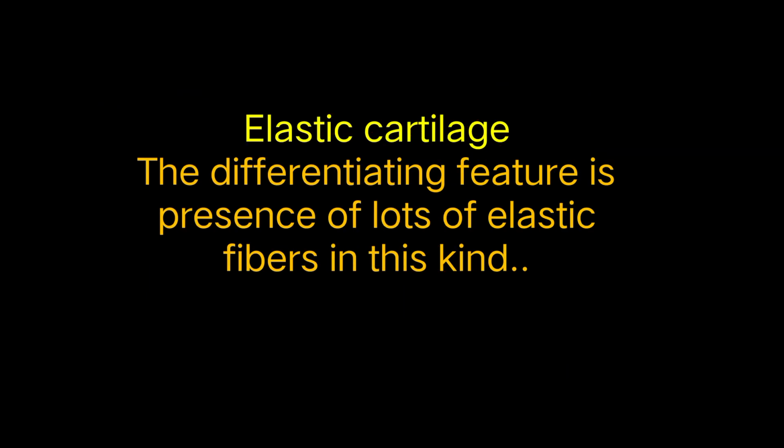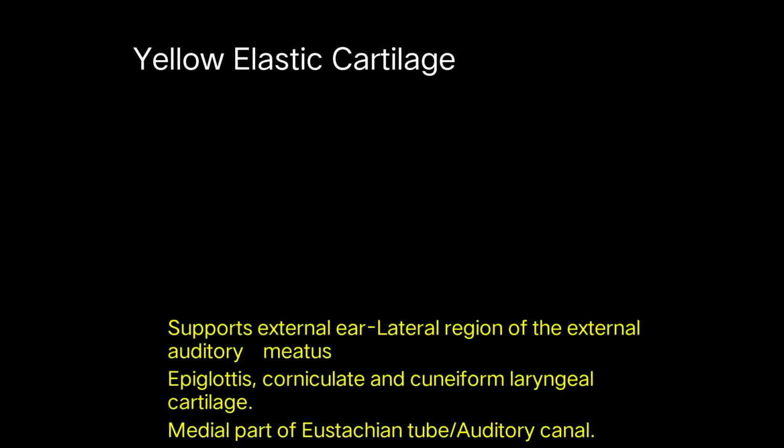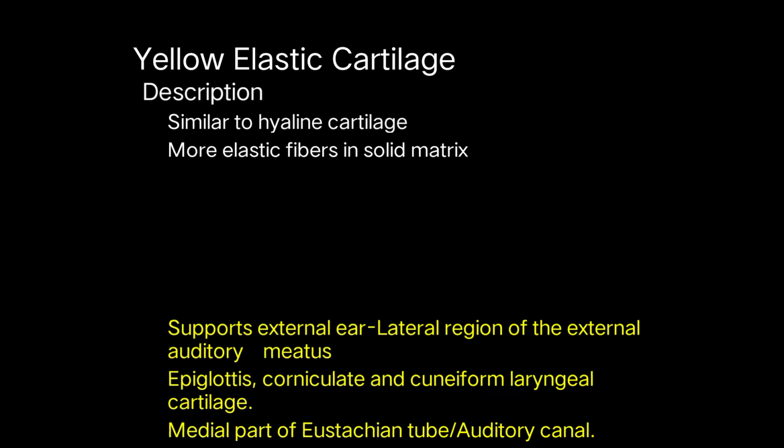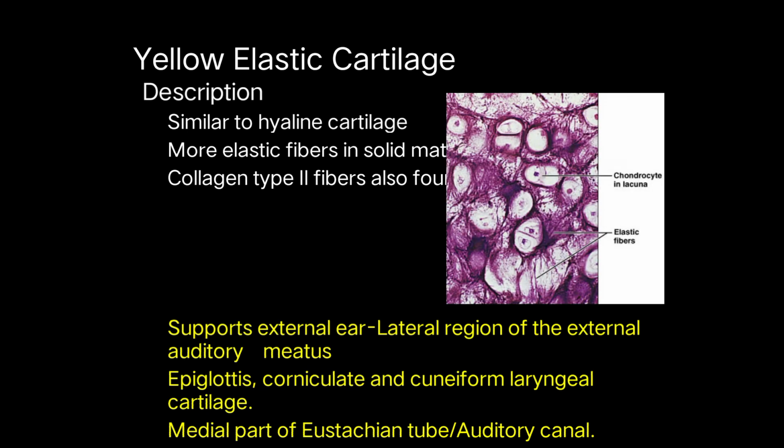Now come to the next, the elastic cartilage. The differentiating feature between the hyaline and elastic cartilage is the presence of a lot of elastic fibers in this kind. As the name indicates, elastic cartilage means a lot of elastic fibers, and if we change the shape of the elastic cartilage, it will regain its original shape because of its elasticity. The description is similar to the hyaline cartilage, but we find more elastic fibers in the solid matrix.